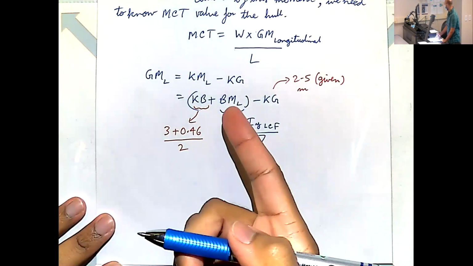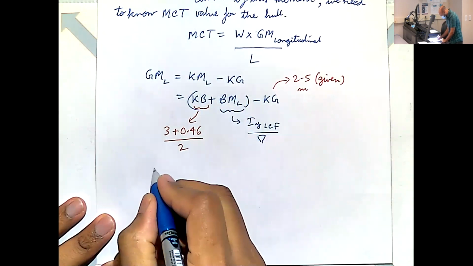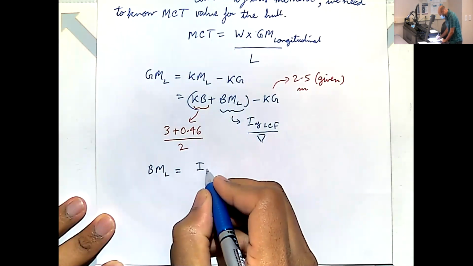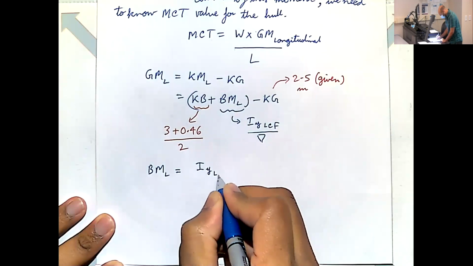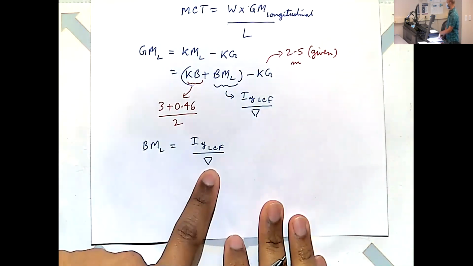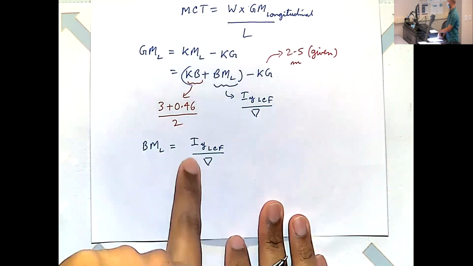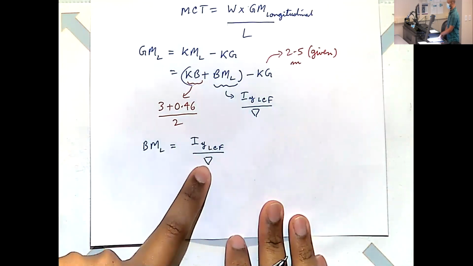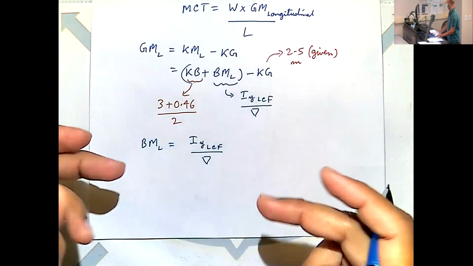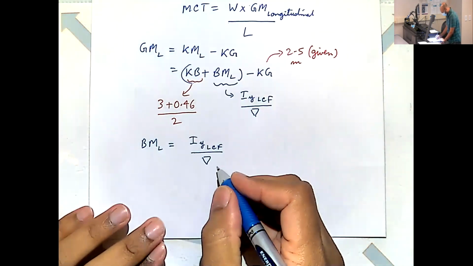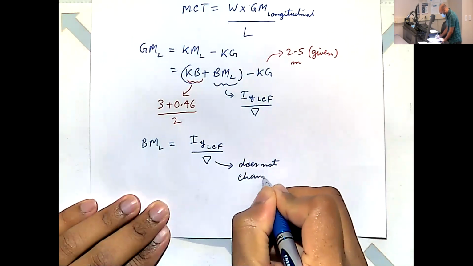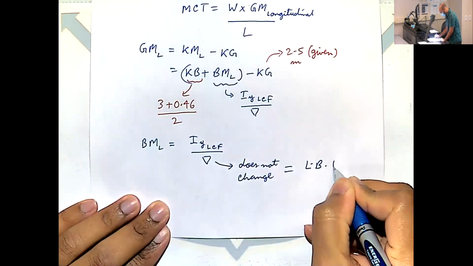All right, so to find the unknown BML, it is IY LCF divided by NABLA. We didn't change the cargo load of the hull. We didn't throw any people overboard. So NABLA will not change. The displacement of the hull doesn't change, right? After you poke the hole, it submerged a bit more to get the displaced volume back. So this does not change, and it's still equal to L times B times T.